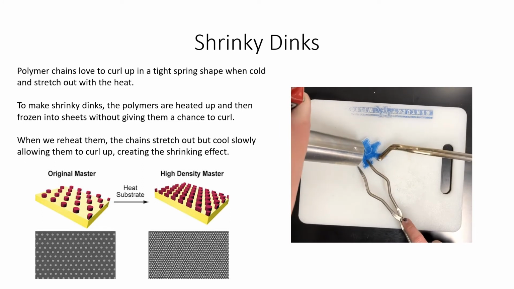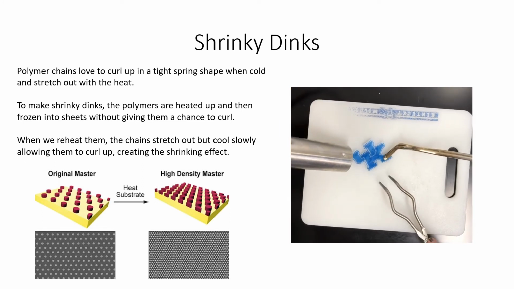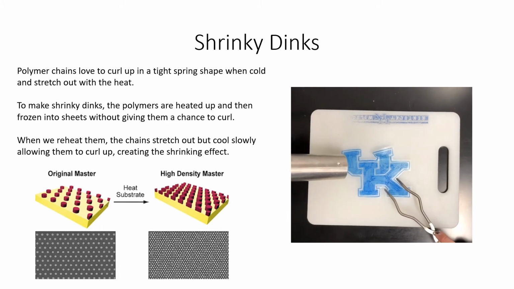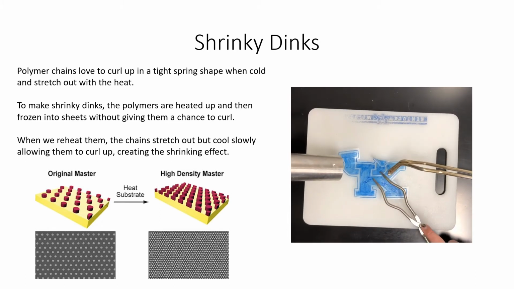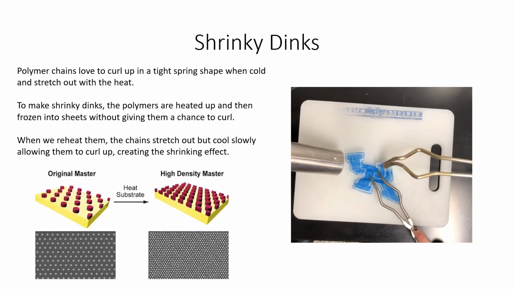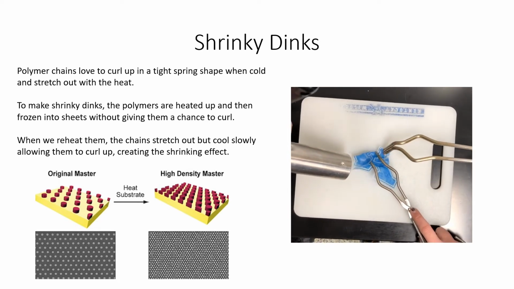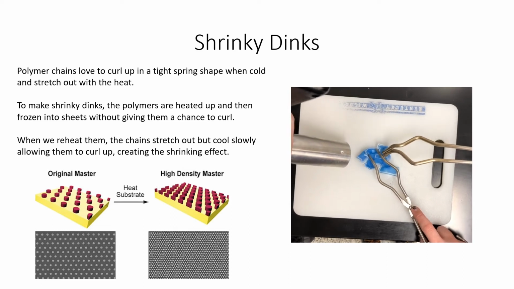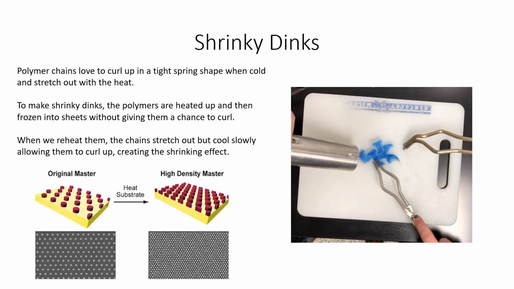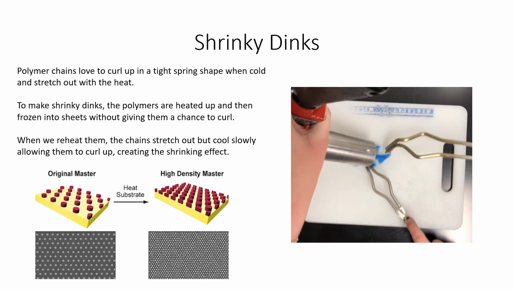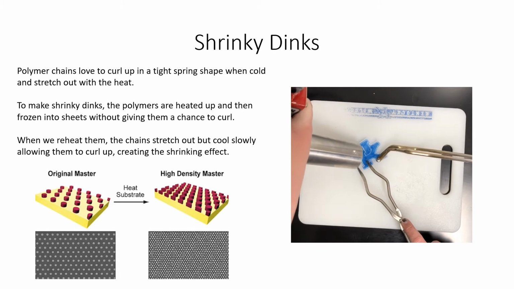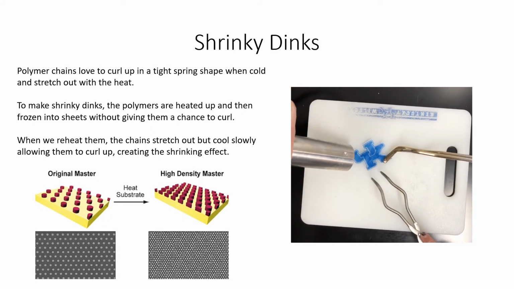To make the shrinky dink sheets, what we do is we heat them up so those chains stretch out, and then we freeze them, locking them into place without even giving them a chance to curl together. When we reheat them, the chains are going to stretch out again, but they're going to cool slowly, curling up and creating the shrinking effect that makes it a shrinky dink. We can use these even for nanoscale materials to create excellent patterns.